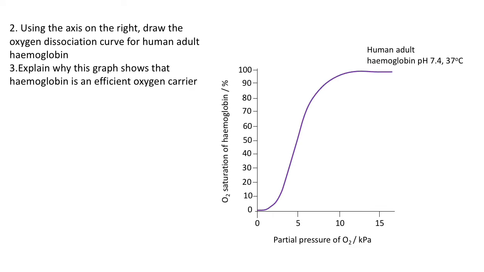So the graph you should have drawn should be this. Remember, it's this classic S-shaped graph for oxygen dissociation curve for hemoglobin. And remember, this is for human adult hemoglobin. So answer to question 3.